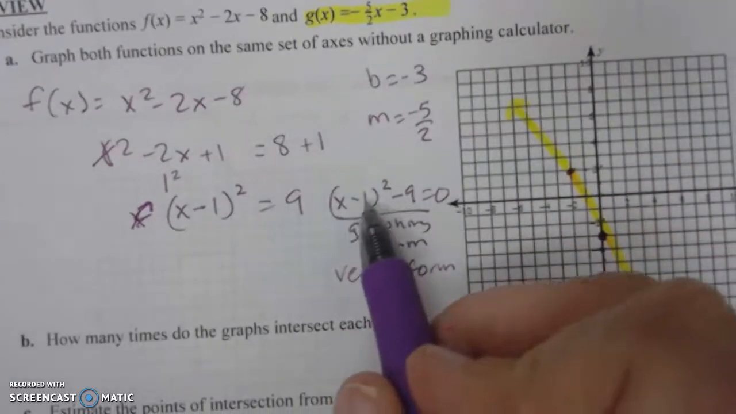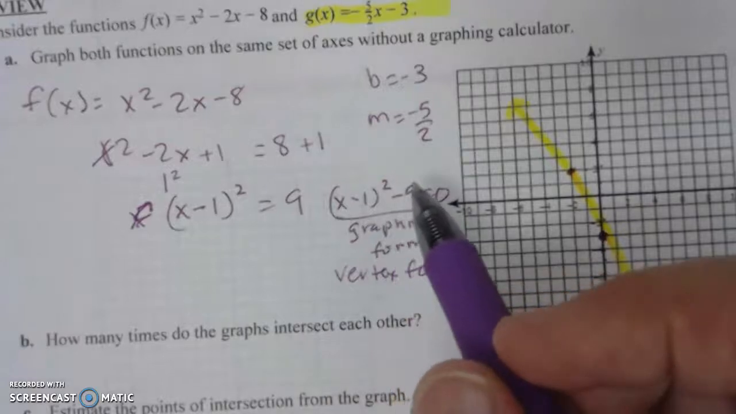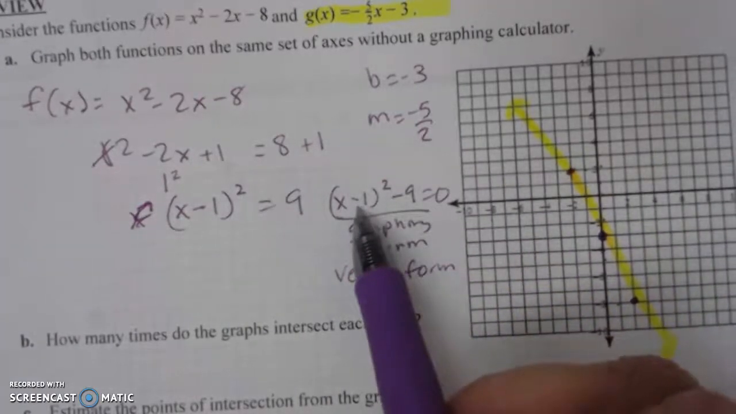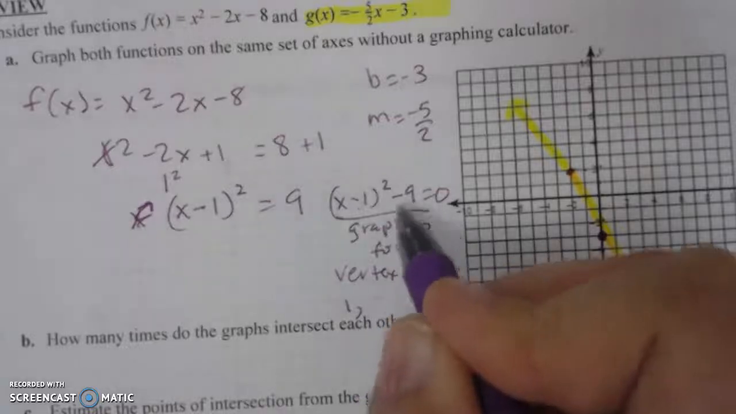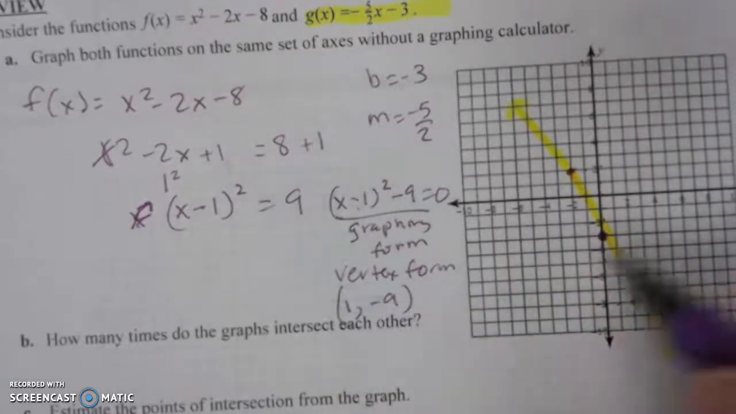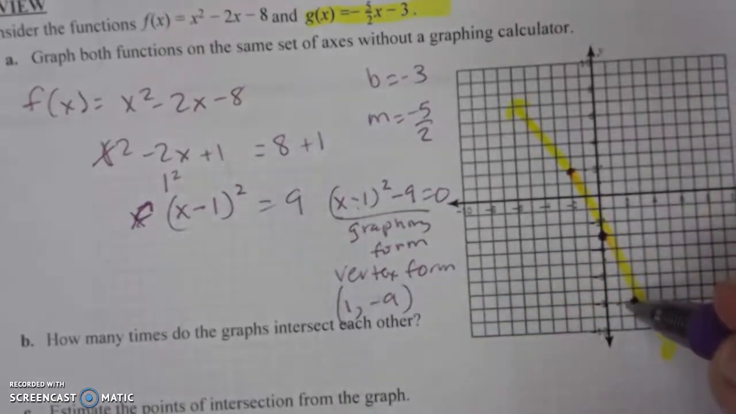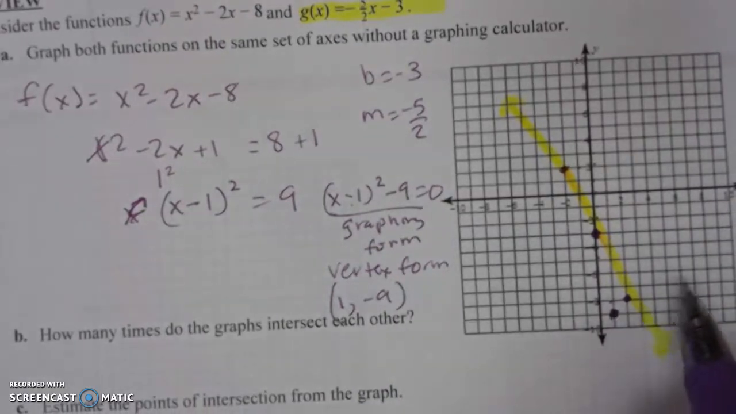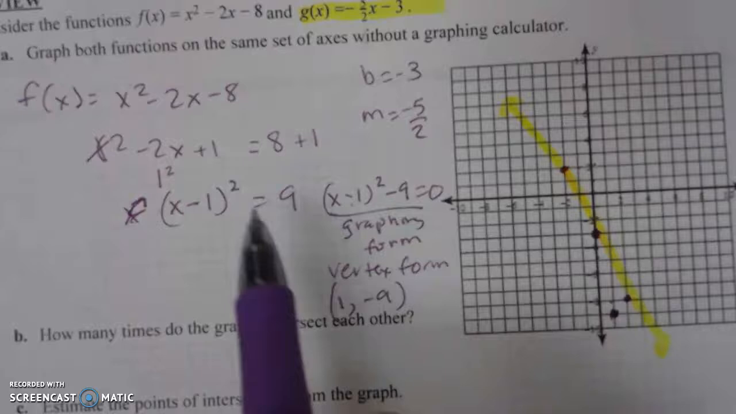Right, so from that I can pull my vertex. I take the opposite of the x, which is 1, and then whatever that number comes out to, I use for the y. 1, -9. So I'm going to go to 1, down here to -9, and there is my vertex right here. Now I want to find my x-intercepts.